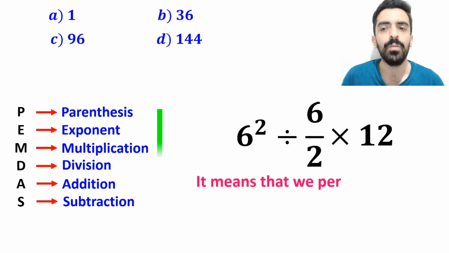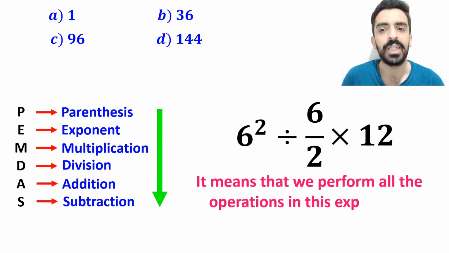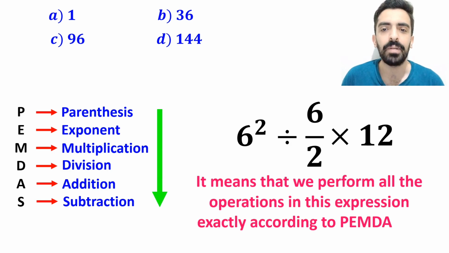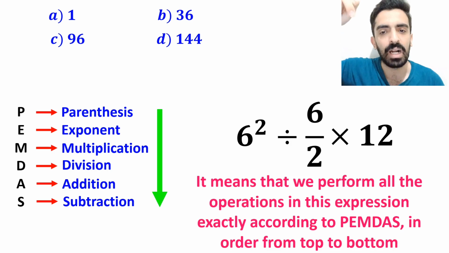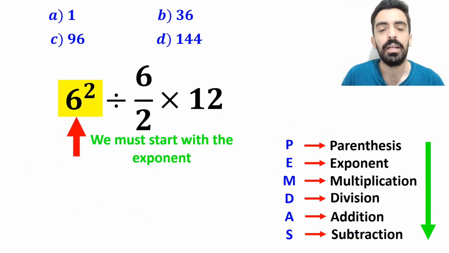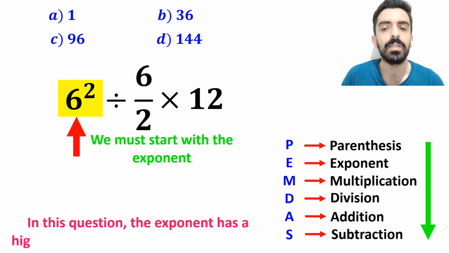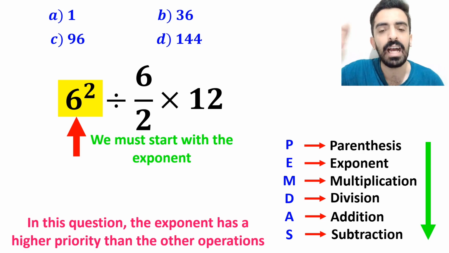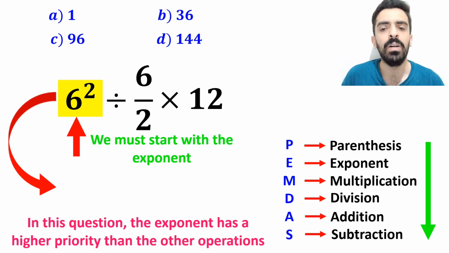It means that we have to perform all the operations in this expression exactly according to the PEMDAS rule in order from top to bottom. Okay, first we must start with the exponent because in this expression, exponent has a higher priority than the other operations. So, instead of this expression, we can write 36 divided by 6 over 2 multiplied by 12.